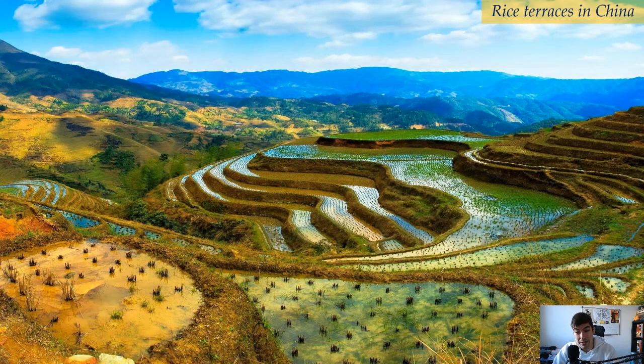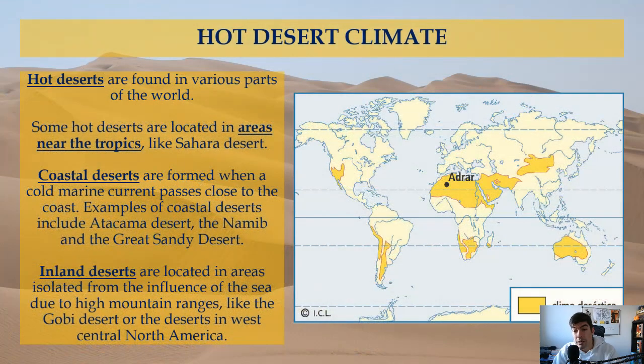These are rice terraces, and as you know, the rice is cultivated underneath the water. That's why we have these little lakes, if we can use this word, in these areas. Then we go to the hot desert climate. We find it in various parts of the world, but mostly in the tropics. Okay. They are located near the tropics. For example, we have the Sahara, the Gobi, the Namib, the Australian desert, Atacama, and the desert of the western United States.